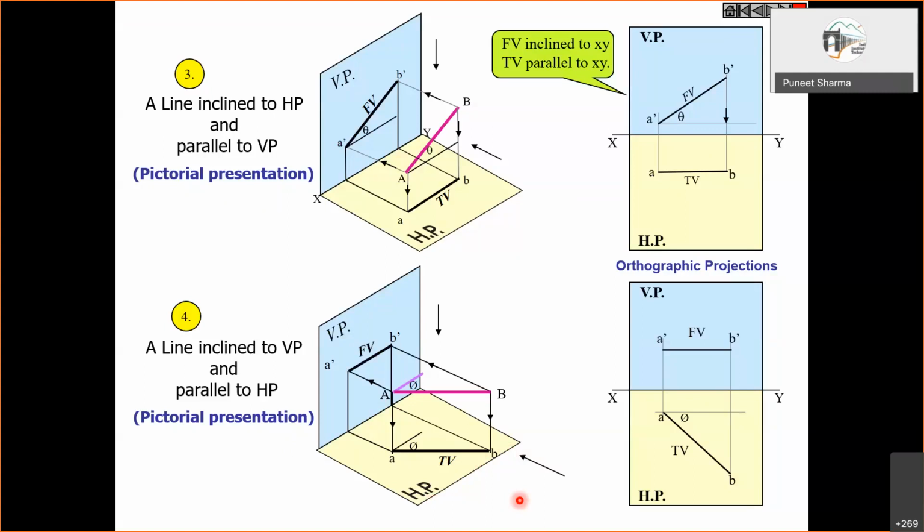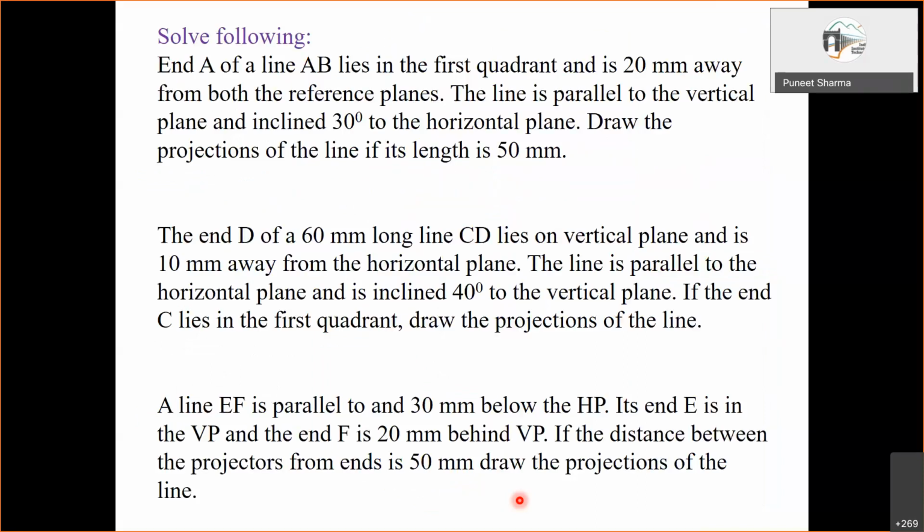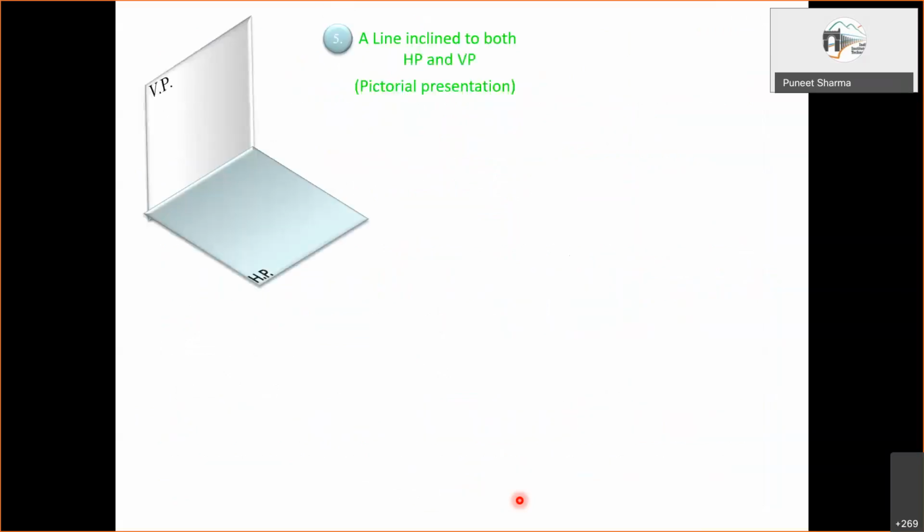So maybe now we can move on to the next slides. And let me also mention here I have actually given some problems. These are for the initial simple case. These can be used for practice. This we already have what we have seen.